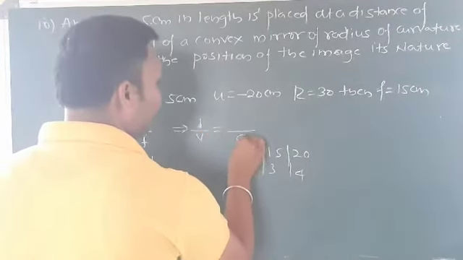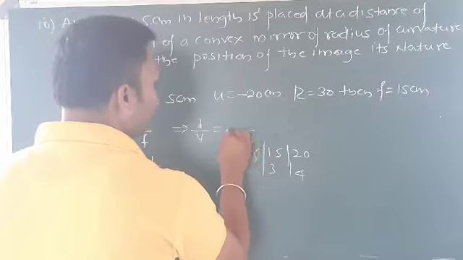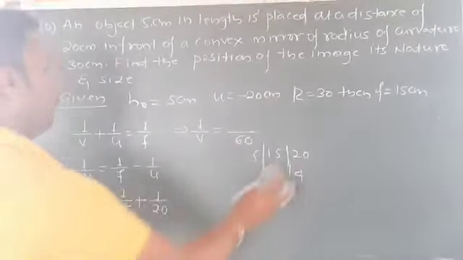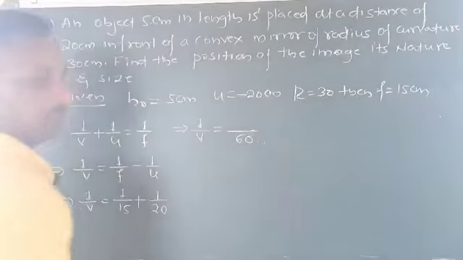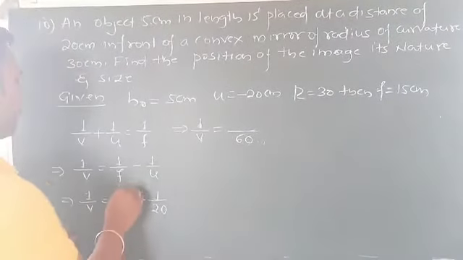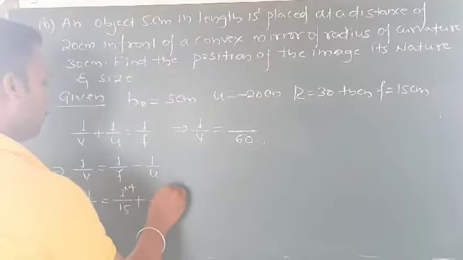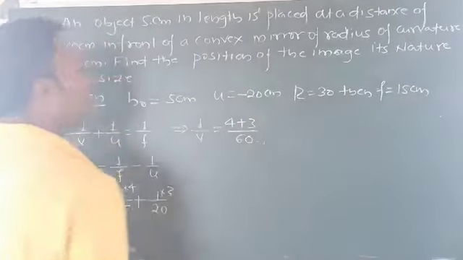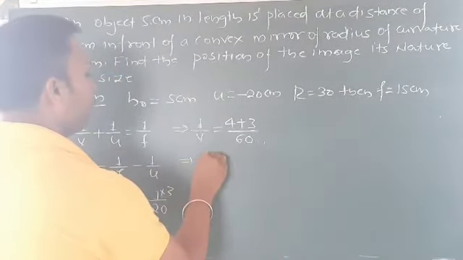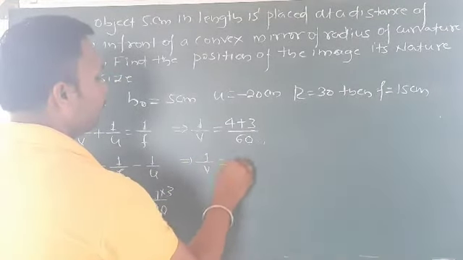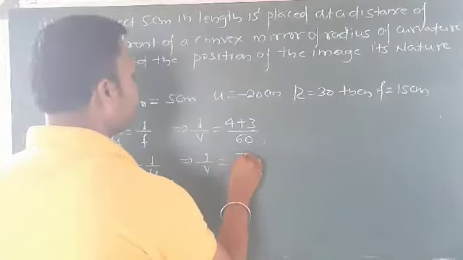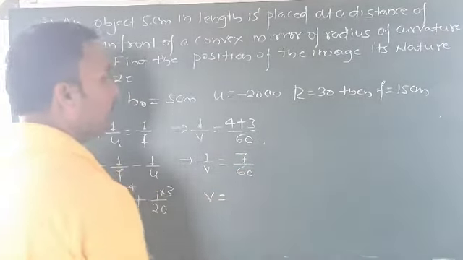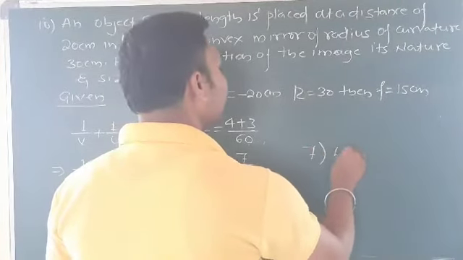So 1 by v is equal to, the LCM is 60, with 4 and 3 as the multipliers. Now this becomes 4 plus 3. Next step, we have 1 by v is equal to 4 plus 3, which is 7, so 7 by 60. So v, how much do we need to calculate? Now this is 7 and 60.